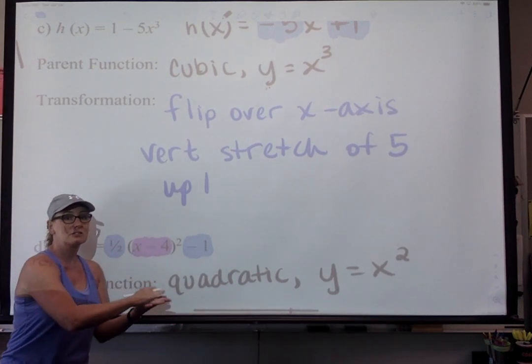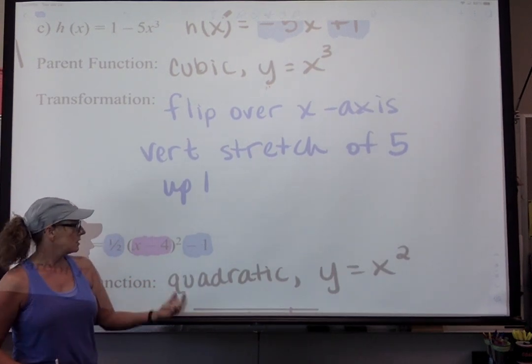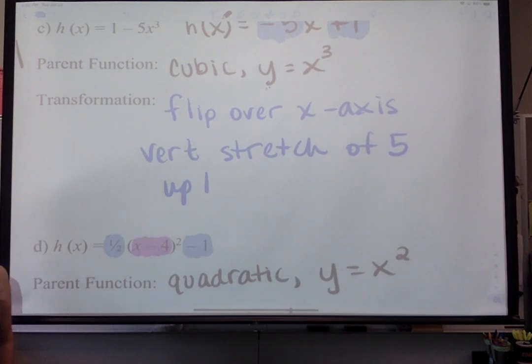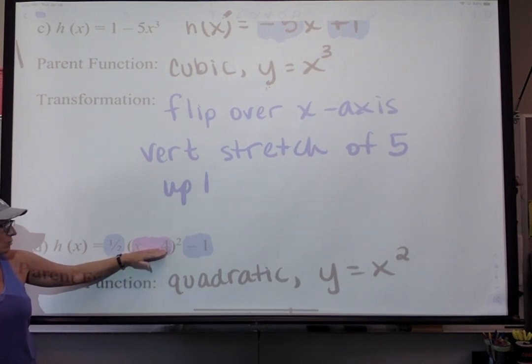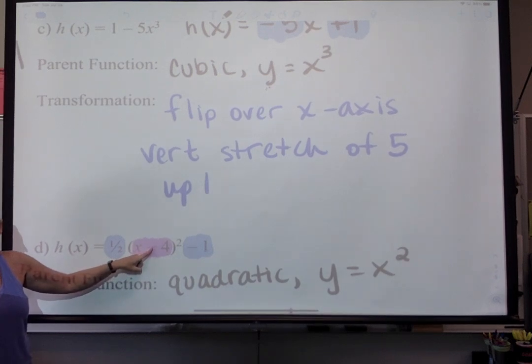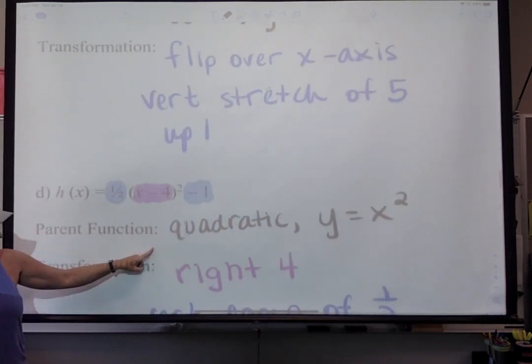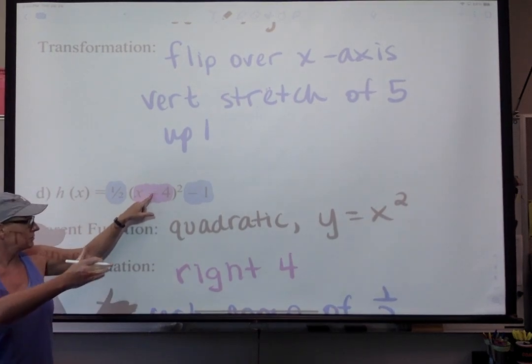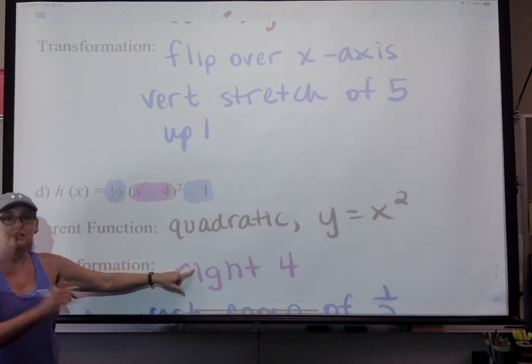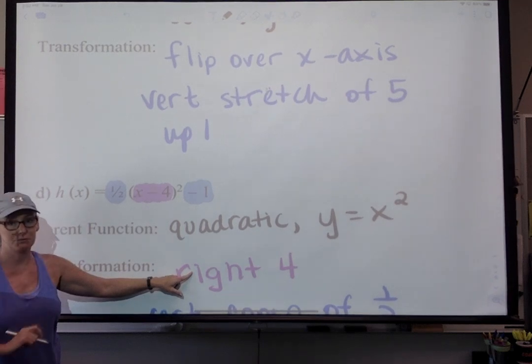And when you go to list the transformations, think pink. So we're going to do pink first. I'm going to list all the pink transformations first. I only see one. Remember, backwards from what you would think. So you would think left, but it's not. It's right 4. Got it. Check. Now let's do blue.